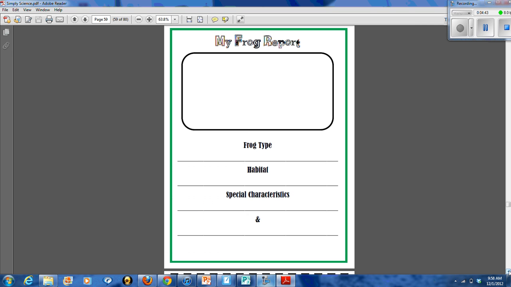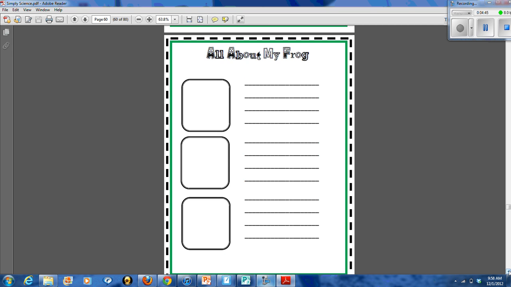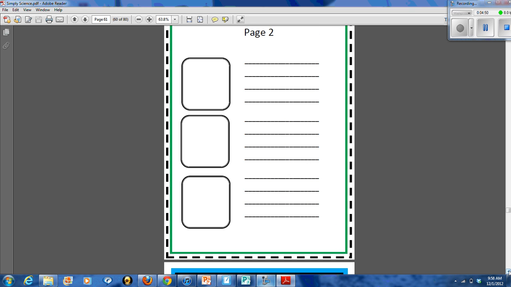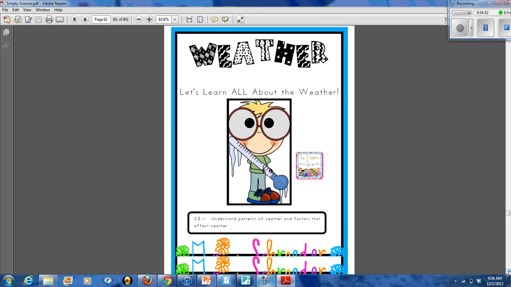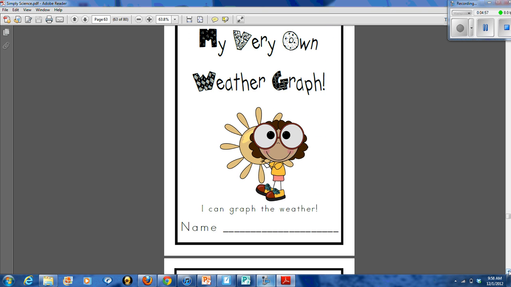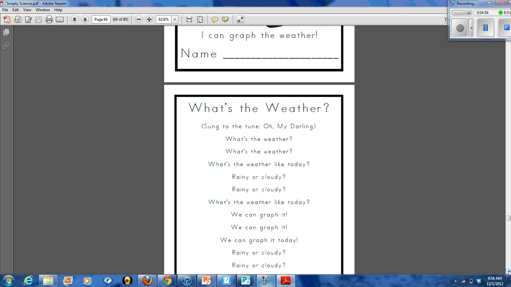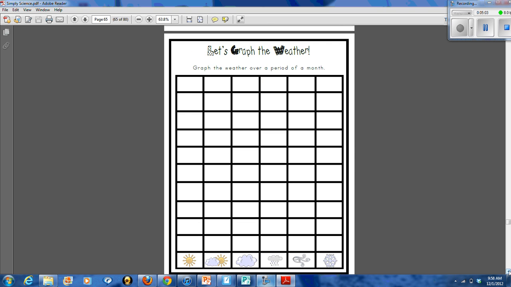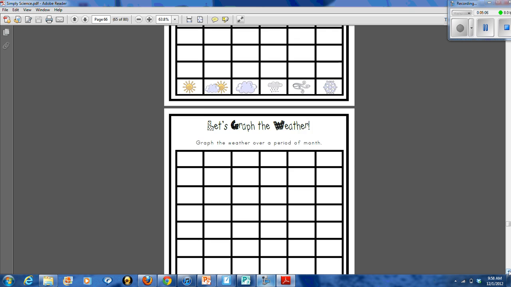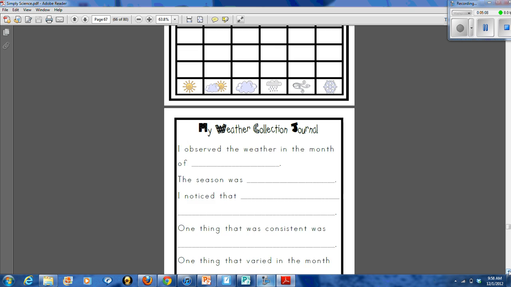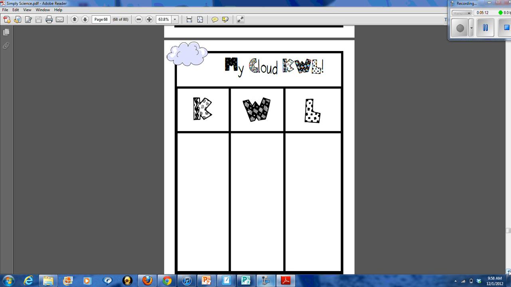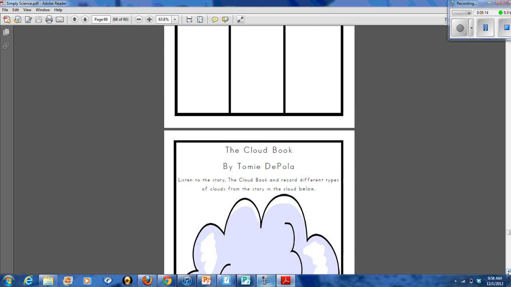And they also will do a frog report where they will go through and write it all about a certain type of frog. You will jump into my weather unit. You will create your very own weather graph. You have a weather song to start with. Students will graph the weather over several weeks. There's going to be a weather collection journal, my Cloud KWL.